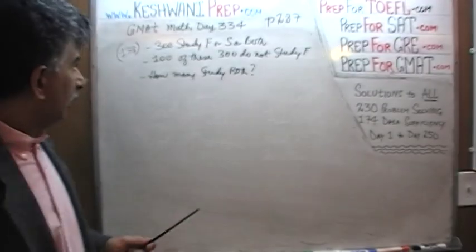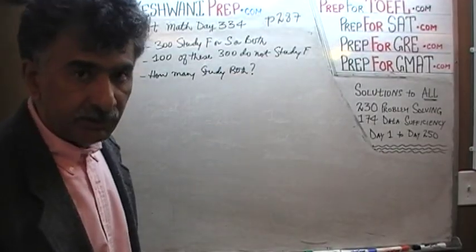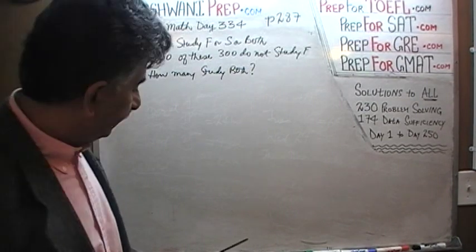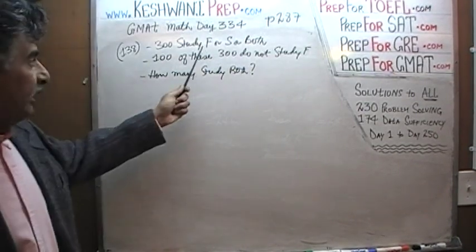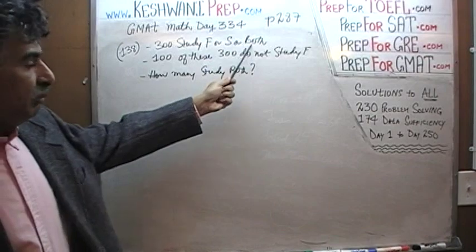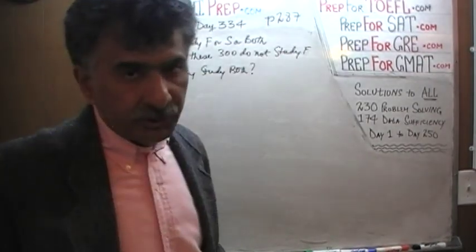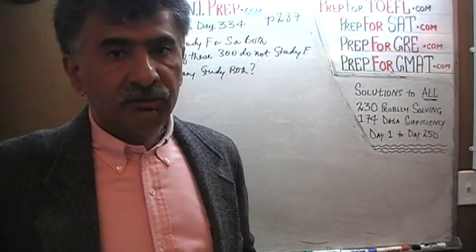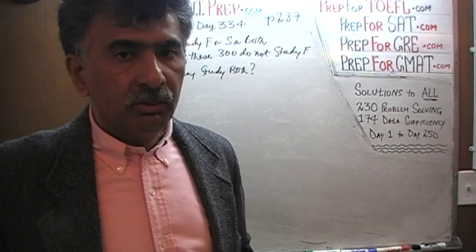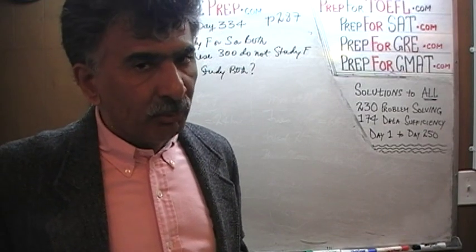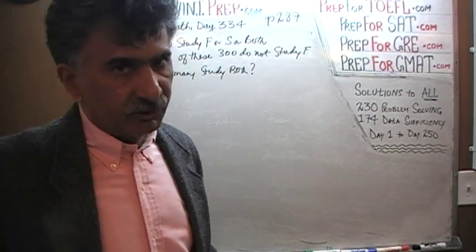Here's what's going on. We have a high school, and we are told that in this high school, we have 300 kids who study either French or Spanish or both. All 300 of these kids study either French or Spanish or both. In other words, there is nobody who studies neither out of those 300.